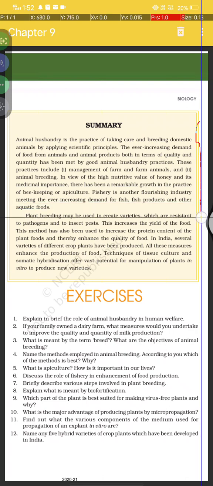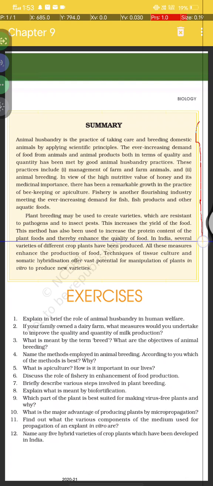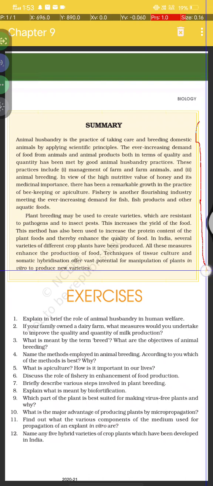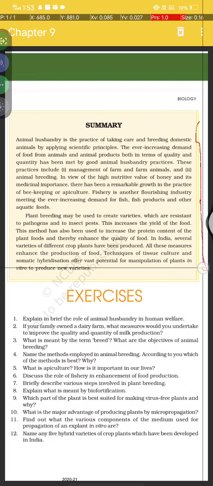Plant breeding may be used to create varieties which are resistant to pathogens and insects. This increases the yield of food, and this method has also been used to increase the protein content of plant foods and thereby enhance the quality of food. In India, several varieties of different crop plants have been produced. All these measures enhance the production of food, and the techniques of tissue culture and somatic hybridization offer potential for the manipulation of plants to produce new varieties.